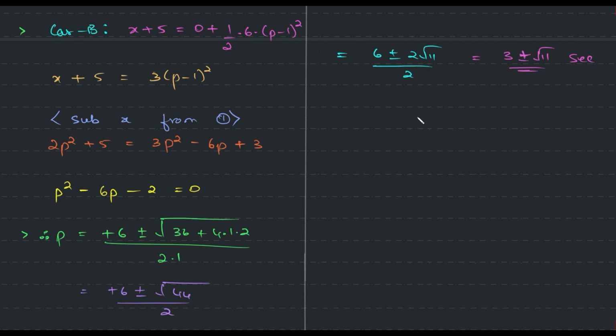Root of 11 is clearly more than 3, right? So the answer has to be positive, it can't be negative. Because of this reasoning, we can conclude that the cars meet after 3 plus root 11 seconds. And that's that.